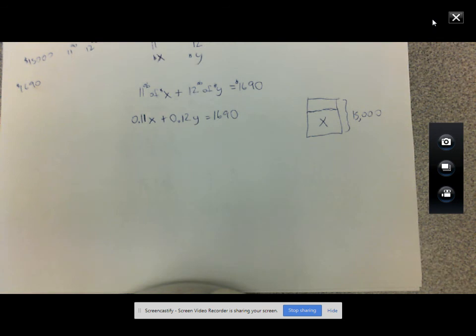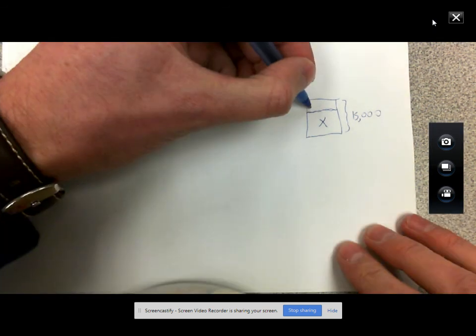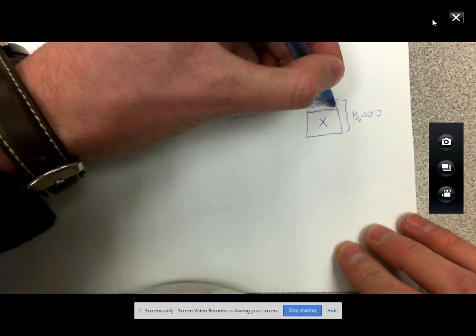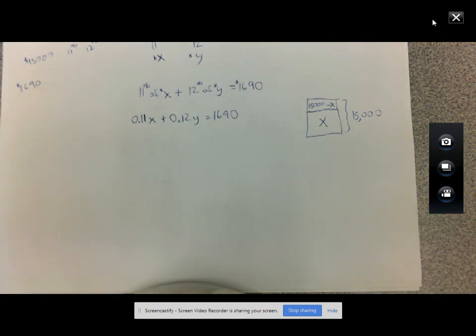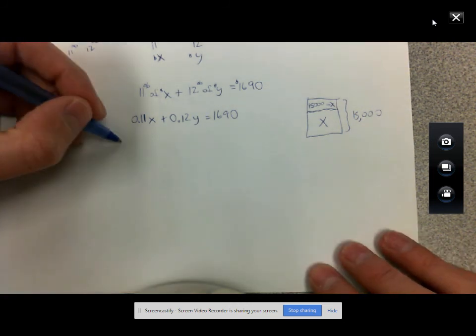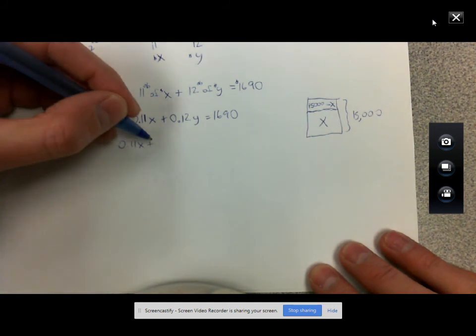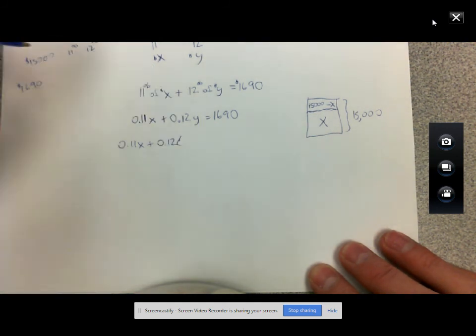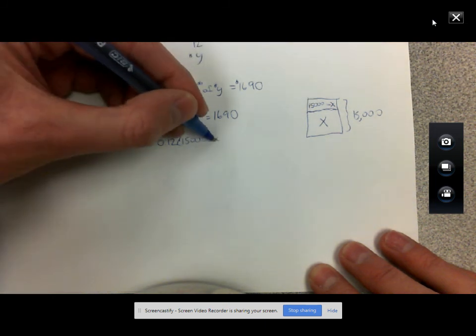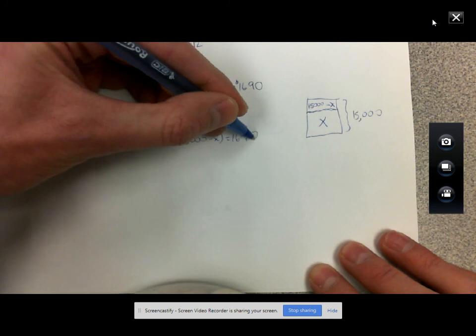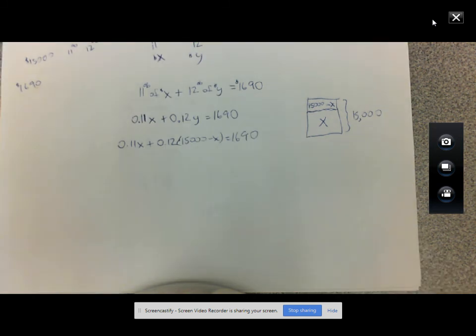When we talk about what's left, what we're really saying is 15,000 minus X. We're taking that $15,000 and we're taking out some amount. And then whatever's left is 15,000 minus X. So this equation really could be written this way. Instead of Y, I'm going to put the remainder, 15,000 minus X. All right, now I have one equation with one unknown, one variable.